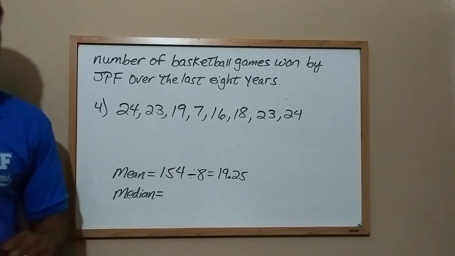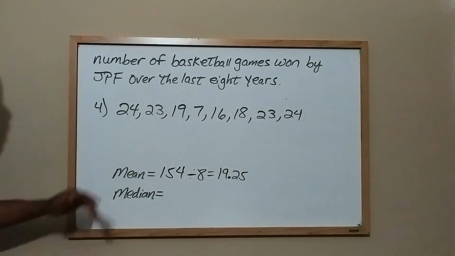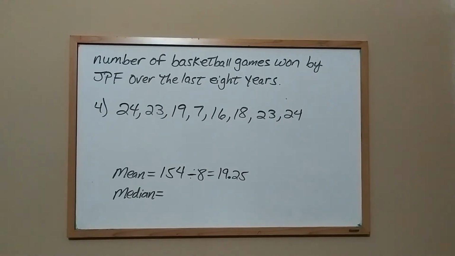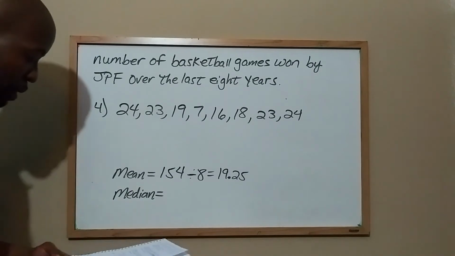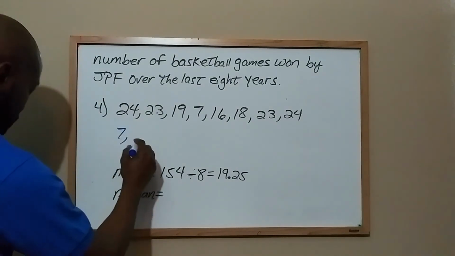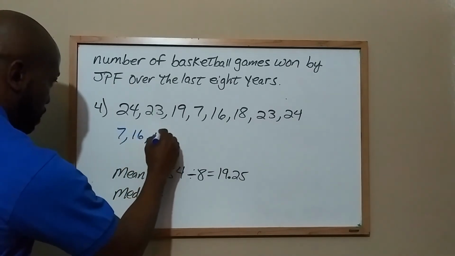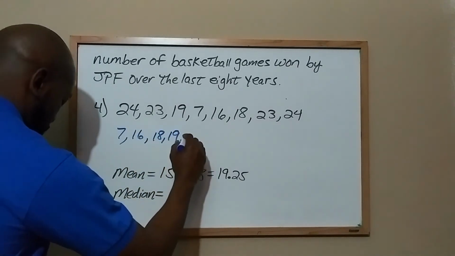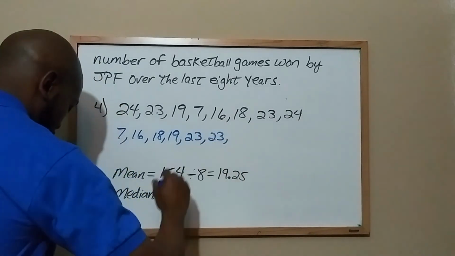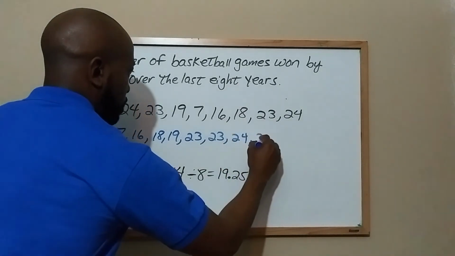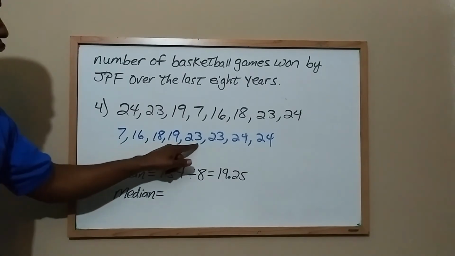Look at the median. For the median, keep in mind we must put these numbers in order from least to greatest first. So let's do that. So these numbers in order from least to greatest would be 7, 16, 18, 19, 23, 23, 24, and 24. So let's make sure we have 8 numbers. 1, 2, 3, 4, 5, 6, 7, 8.